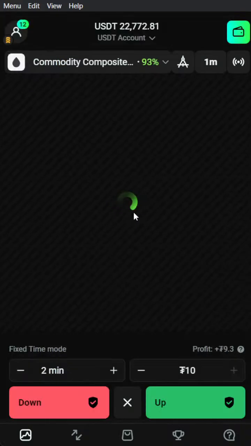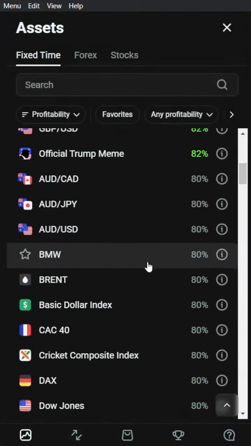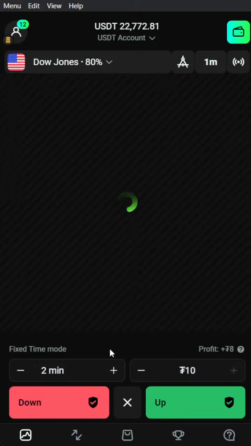Okay, so we thought about commodity giving a signal, but not at the moment. Then we had Dow Jones, I guess. Let's check.